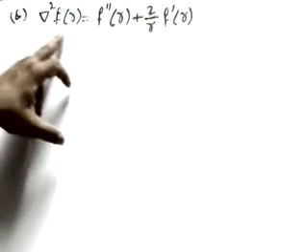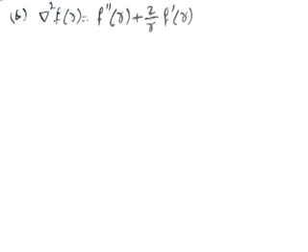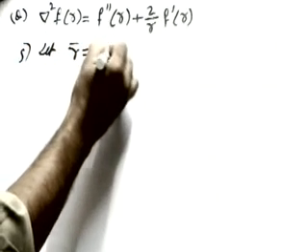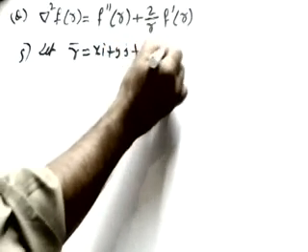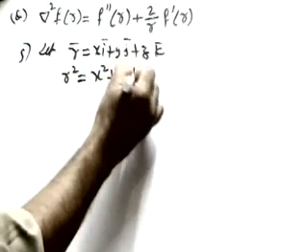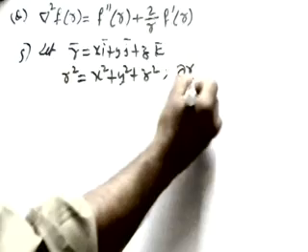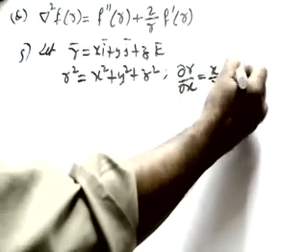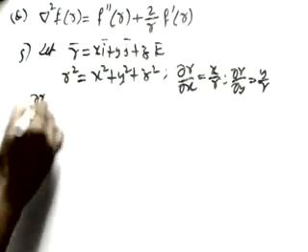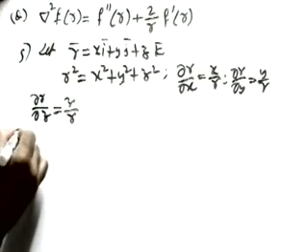Now see the next question on the board. We have to prove del² f(r) equals f''(r) + (2/r) f'(r). So let me start in the same way. Let me take vector r equals xi + yj + zk. And we know r² is x² + y² + z². And we have also written ∂r/∂x equals x/r, ∂r/∂y equals y/r, and ∂r/∂z equals z/r.